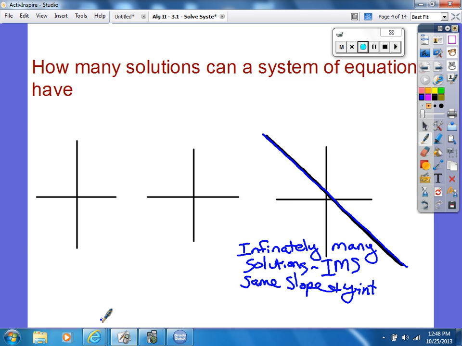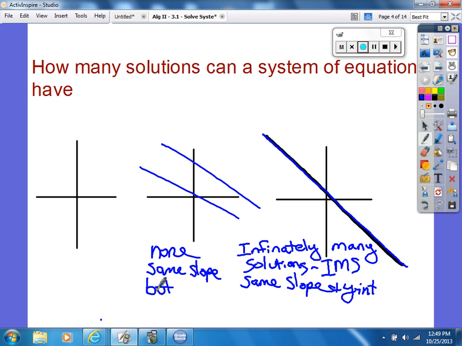Now, somebody other than Dom. What's my other option here for two parallel lines? Okay. And how many solutions do they have, Sammy? They have none. That's right. None. So I have the option of having no solution. What do they have in common? Same slope. But, what? Different y-intercept.